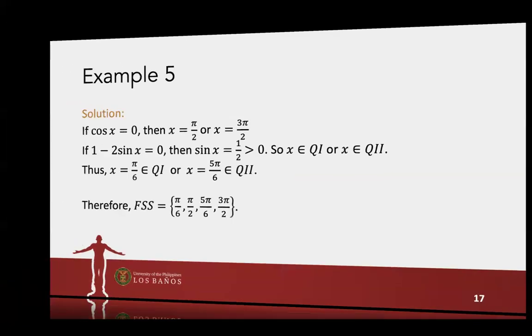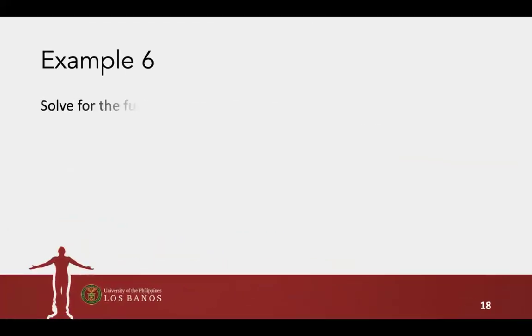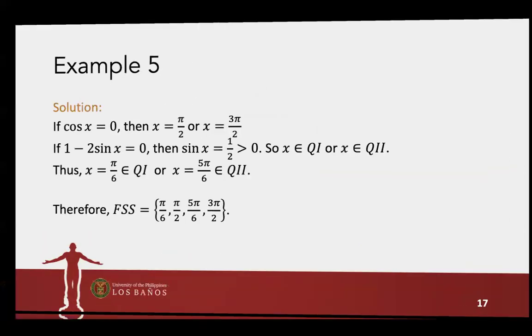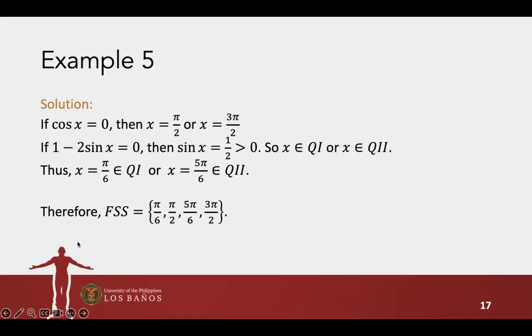Before we proceed to example 6, let's go back first to example 5. If we are asked for the solution set, all we need to do again is to add 2 pi n to each element of the FSS and then add the condition that n is an integer.